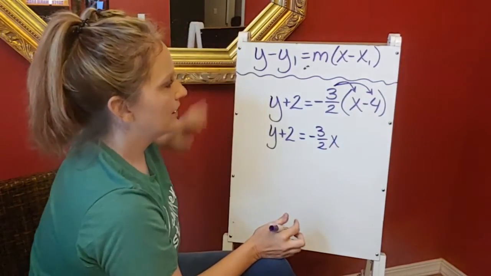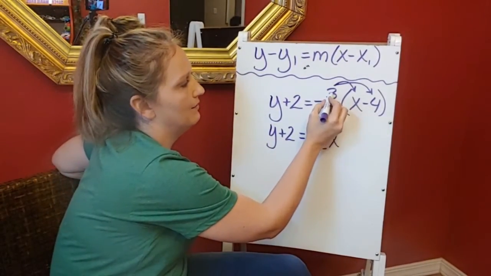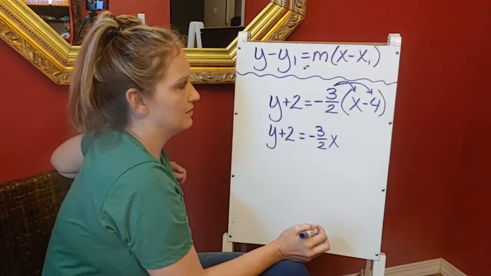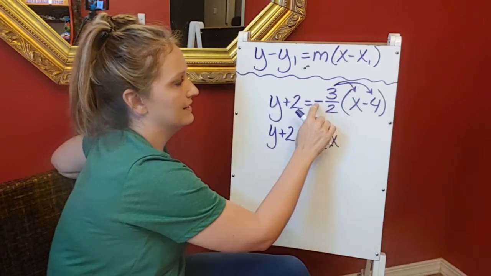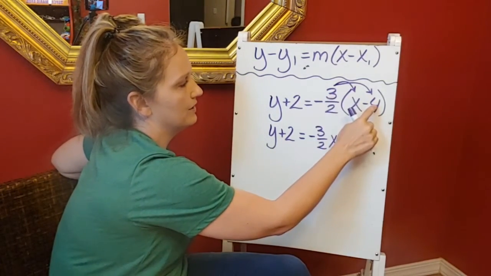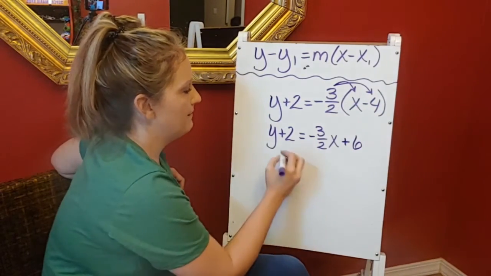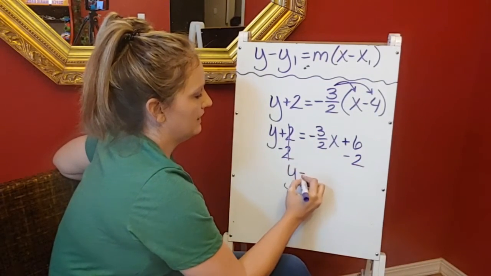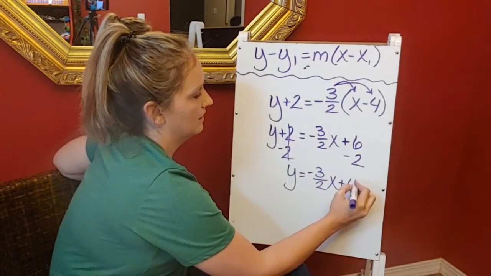halves times negative 4. Whenever we're multiplying fractions times a whole number, we're going to multiply the top of our fraction times our whole number, and then divide by the denominator. So numerator times whole number divided by denominator. And this is a negative times a negative, so my answer is going to be positive. 3 times 4 is 12, and 12 divided by 2 is 6. Now I'm going to subtract my 2 from both sides. So y equals negative 3/2 x plus 4.